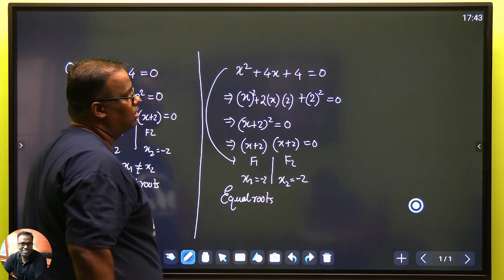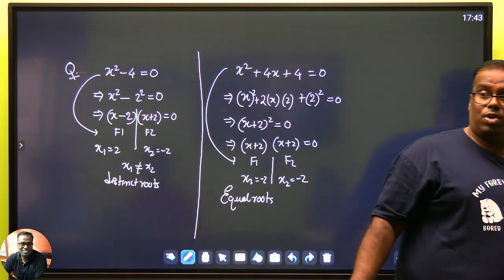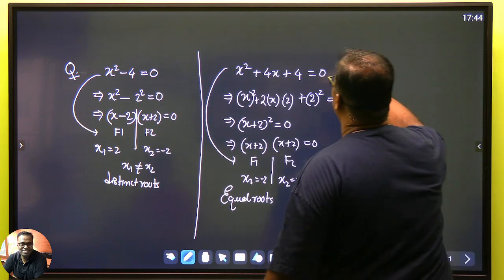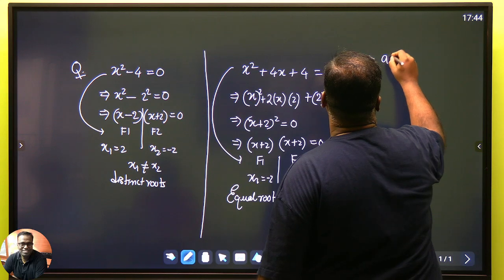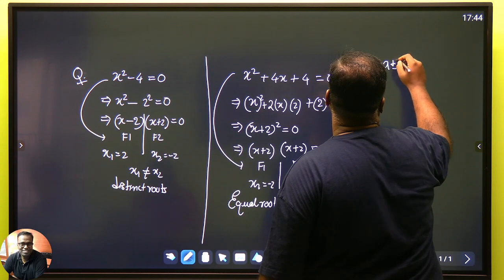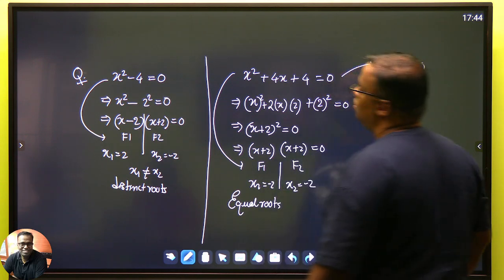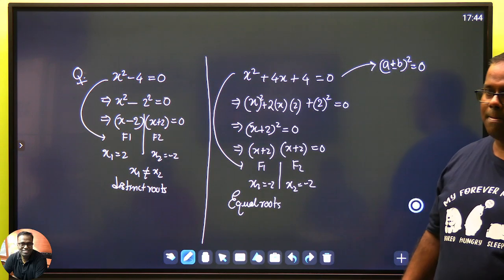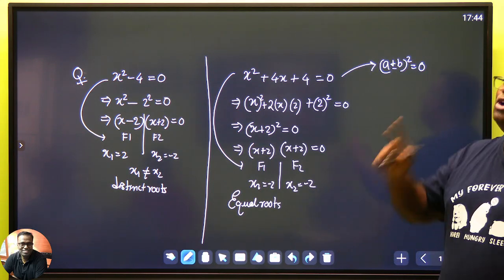Equal roots. Any expression in the form of a plus b whole square or a minus b whole square, those equations will yield equal roots. If your format is a plus or minus b whole square equal to 0, you will land up with equal roots. There is only one root. It is not two roots, it is an equal root. This is the scenario of one root.